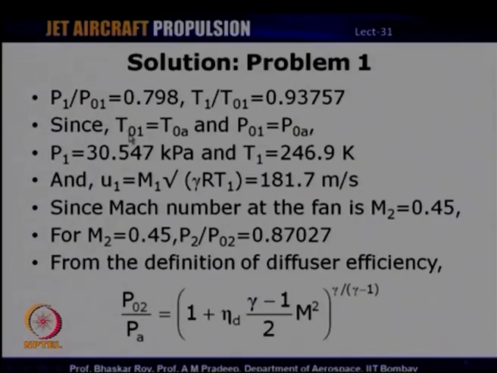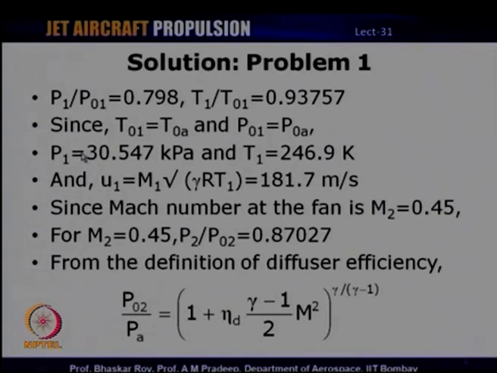Now, because it is an adiabatic flow, and it is subsonic, it can be safely assumed that T01 is equal to T0A, that is, the stagnation temperature at the intake entry is equal to the free stream stagnation temperature. Similarly, P01 will be equal to P0A.